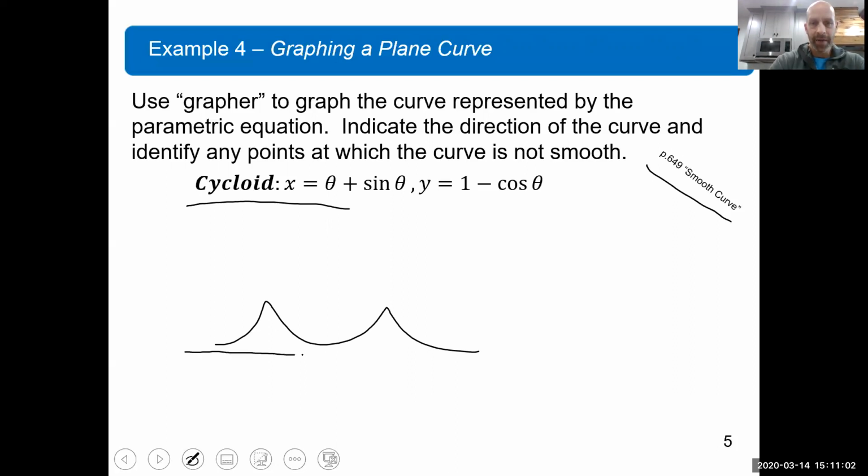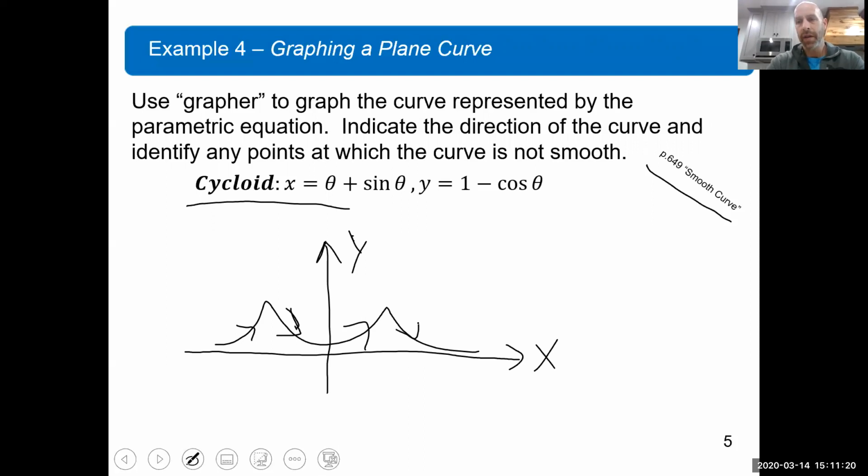Basically, if this is the x-axis, and this is the y-axis, the parametric curve will look like this with the arrows going in this direction. Sorry, those are not very good arrows. Now, this whole smooth curve thing comes into play on this particular graph, and I wonder if you can figure out where that is, but you need to watch the video.